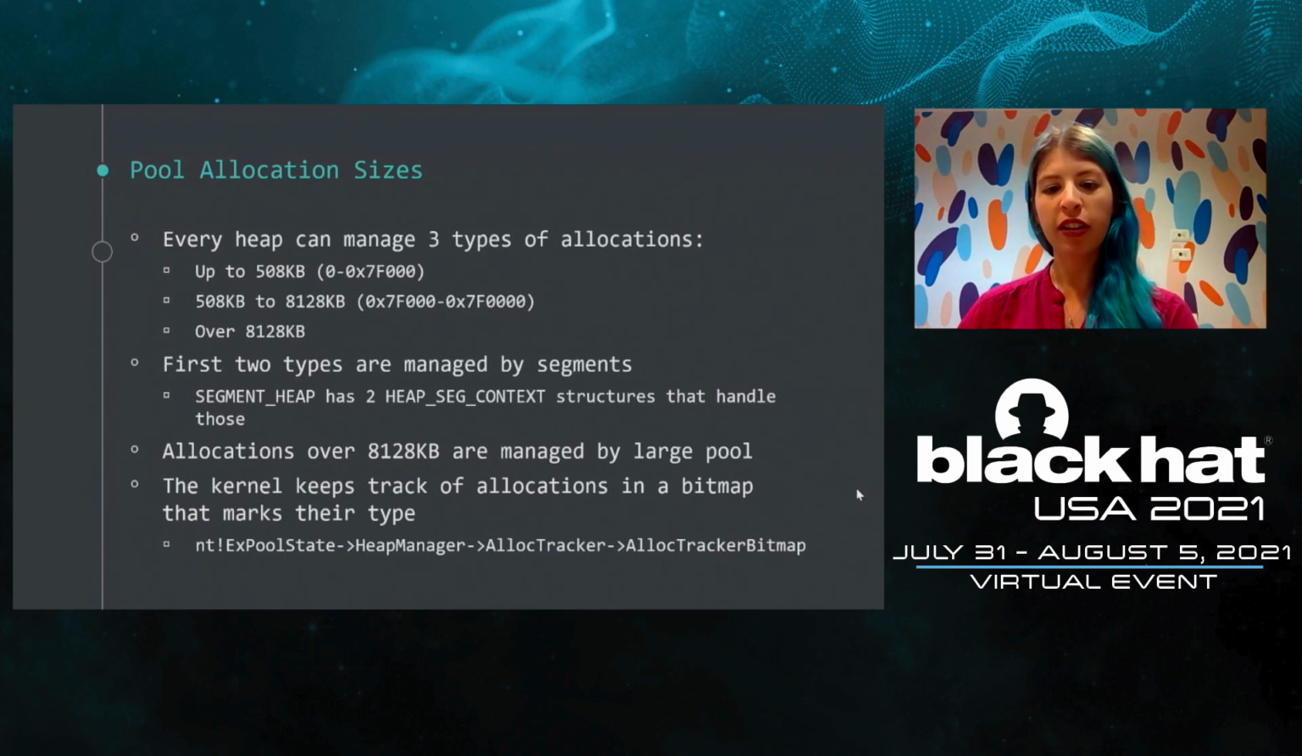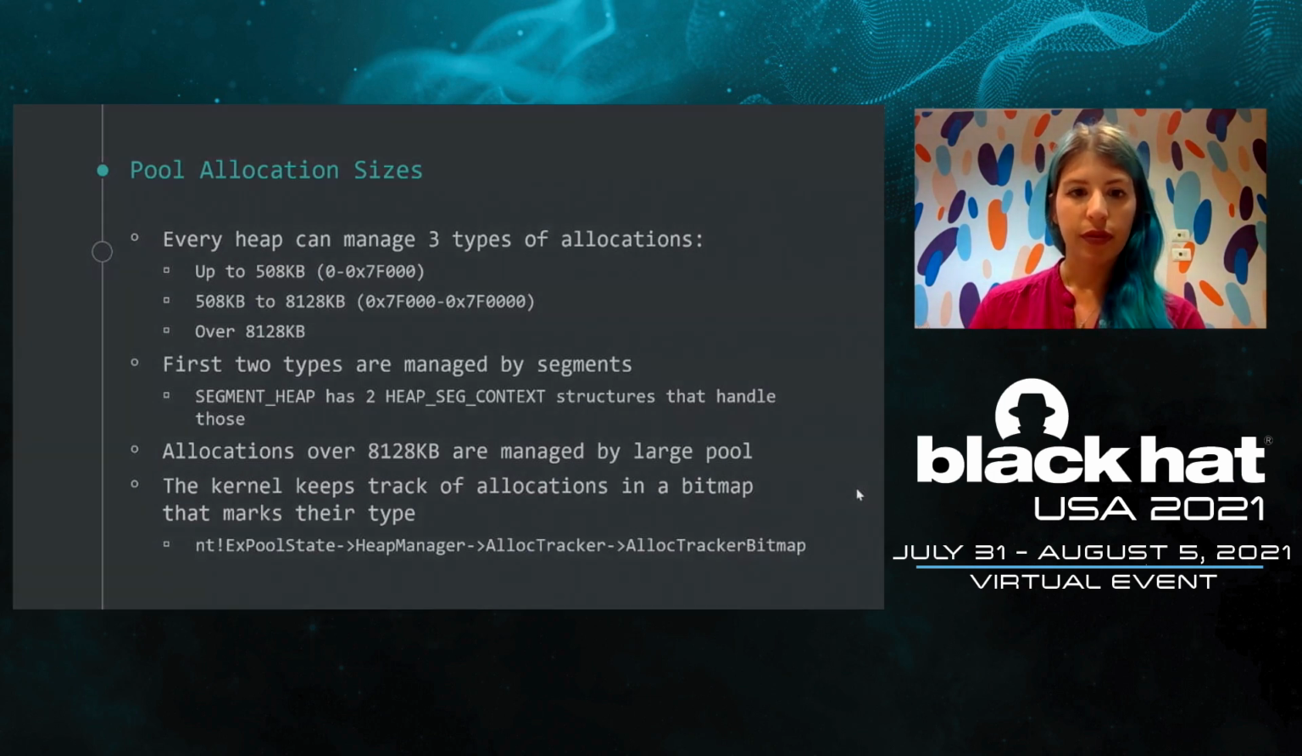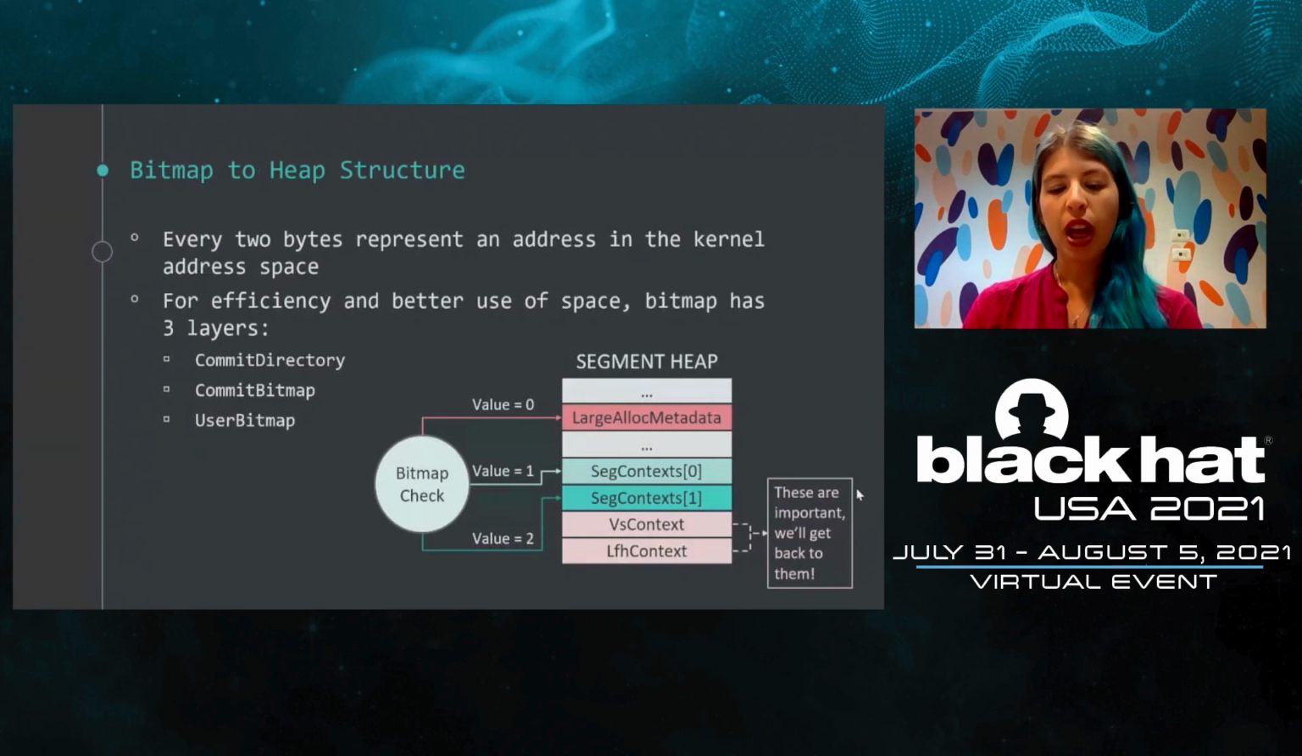And each one of these Seg Contexts handles a different base unit. For small blocks, the base unit we're talking about is 1 page. For medium blocks in the second heap Seg Context, the base unit we'll talk about is 16 pages. So now instead of talking about pages, we're talking about basic units. But if we're looking at a single allocation, we do want to know what Seg Context it uses to know which structure we want to look at.